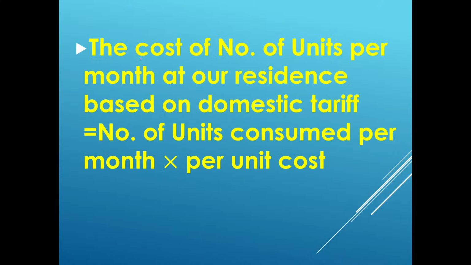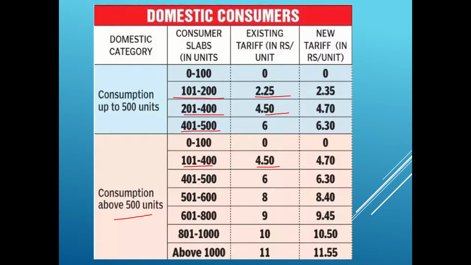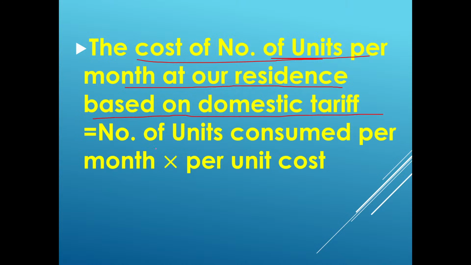Now, the cost of the number of units per month in our residence, based on the domestic tariff. So this is the domestic tariff, the existing tariff or new tariff. So the cost will be equal to the number of units consumed per month times the per unit cost.